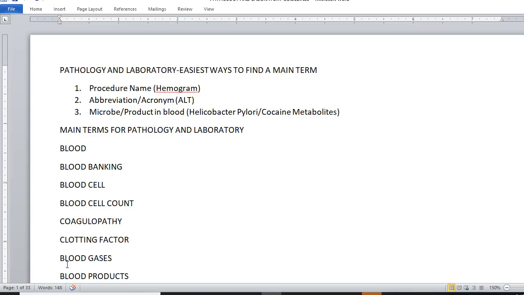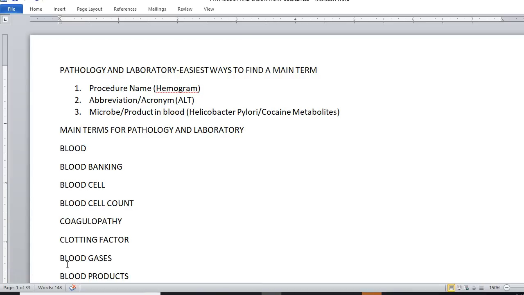So, like always, we can look up the procedure name. If we're doing something like a hemogram, we can look up hemogram. This is one of the big sections. We're going to be able to look up abbreviations and acronyms, things like ALT, ABG, the CG for growth hormone, and all of this type of stuff. And if there's not a code next to the abbreviation or acronym, it's going to tell us where to go.